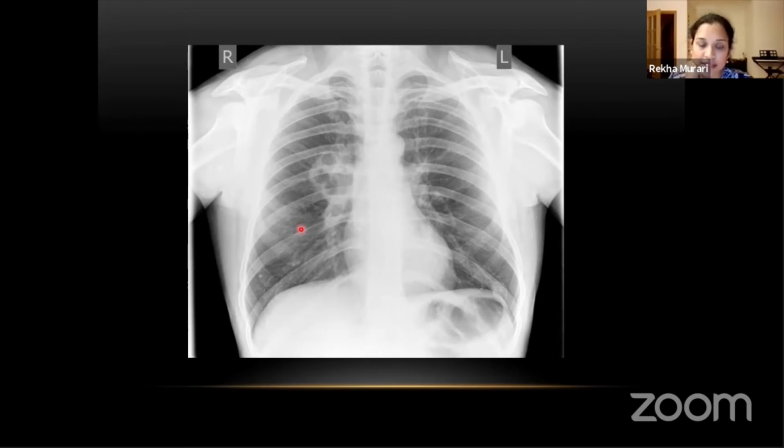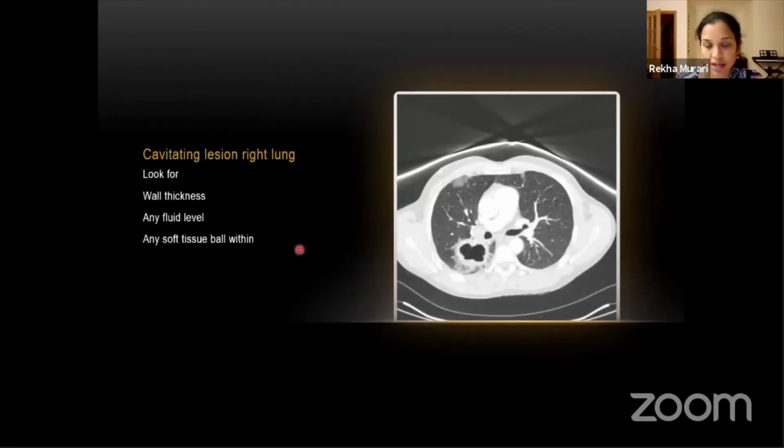So this is a cavitating mass, and you can see some fluid level maybe here, but it's got a border to it, and then it's got loose stuff in the center. So this is a cavitating lesion, and this is how it looked on the CT.